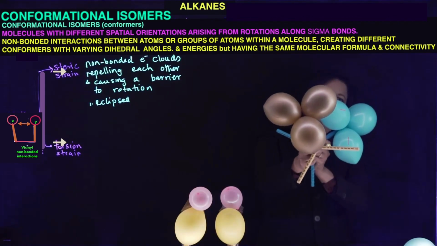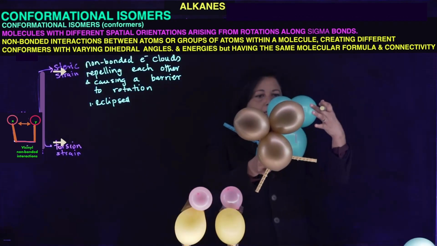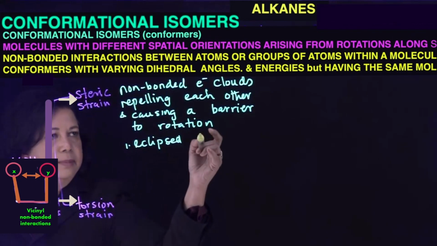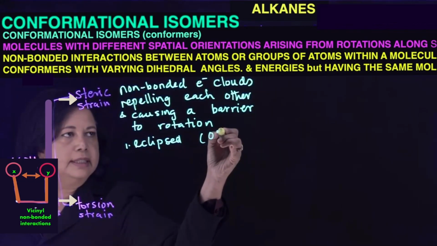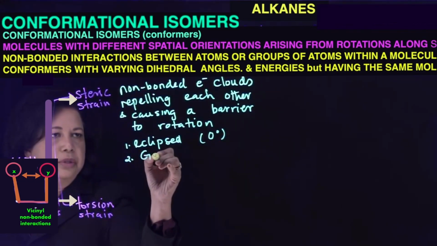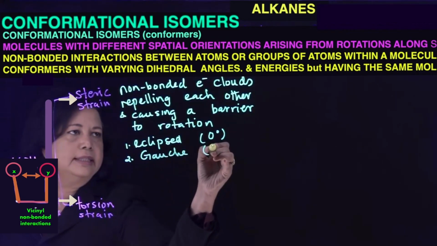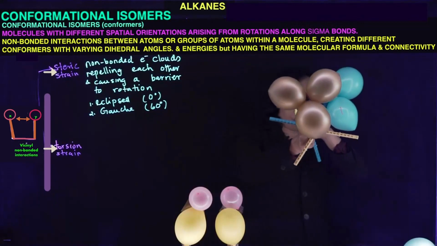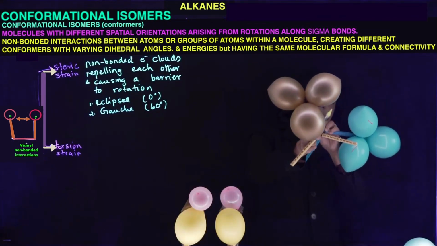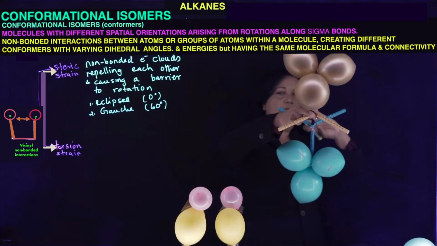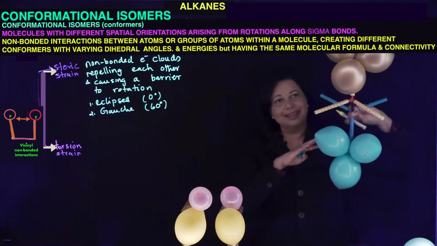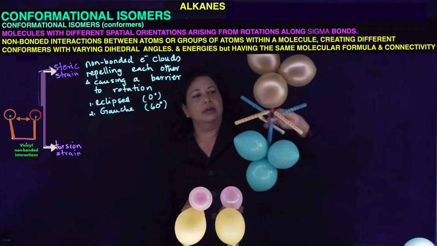Then you come to 60, we calculate that. That's called a gauche interaction. So eclipse, we can say 0 degrees, or gauche, it's 60 degrees. Now when you go greater than that, it kind of falls off. And this is 180. There's nothing here, no steric at all between these two groups. So that would be the most stable conformer.